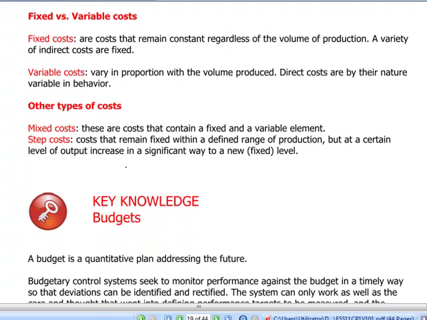Other ways in which we can think about costs in terms of category and behavior is the fixed versus variable distinction. That's quite straightforward. And then other types of costs can be mixed costs, which have both fixed and variable elements to them. And another area of costs would be step costs. These are costs that remain fixed for a certain range of production.